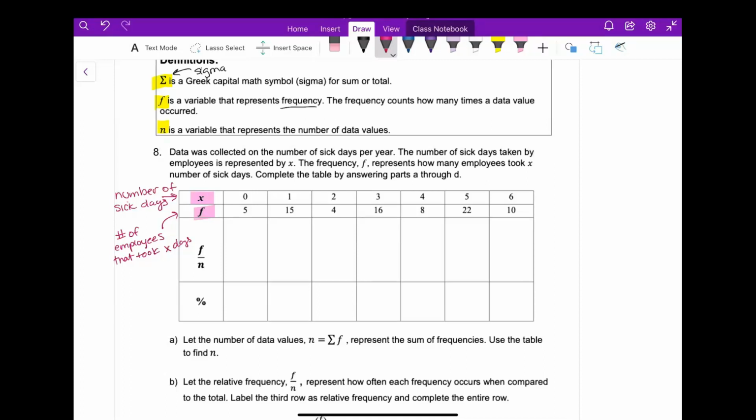This is the way I've always expected you to read a table: you want to stop and make a sentence to see if you understand it. So if I pick any random value, let's pick 2 and 4, this says that 4 employees took 2 sick days. Now I feel like I understand it and I'm ready to move forward with some questions.